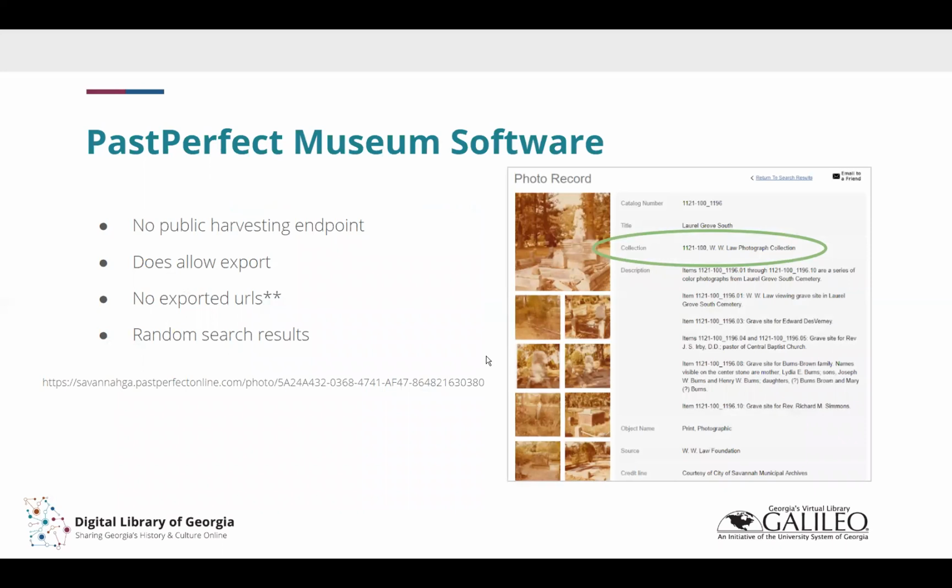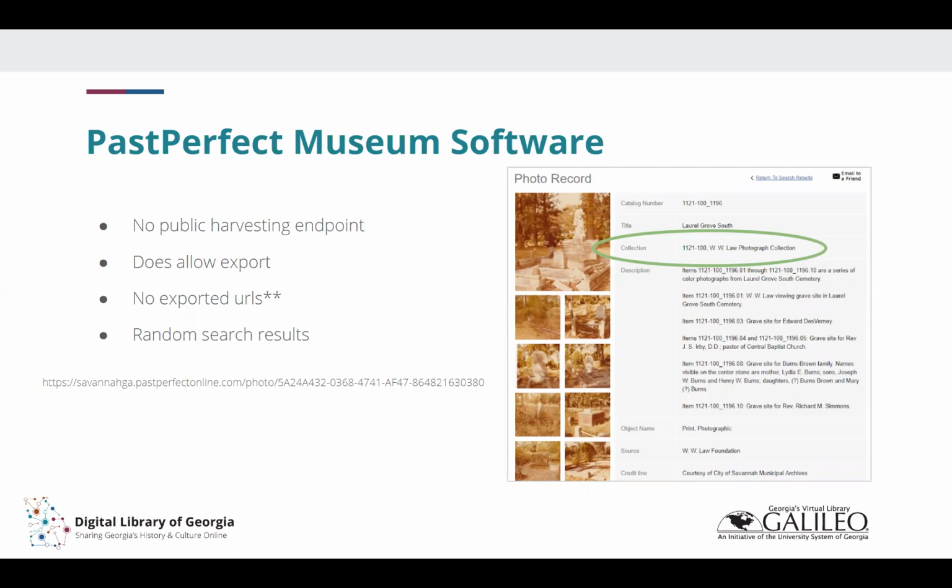Next, I want to talk a little bit about PastPerfect museum software, or specifically PastPerfect Online, which is a slightly different version of PastPerfect museum software. This is more familiar. We have a lot of museums that use PastPerfect. It allows you to do regular accession and collection management, and then has a portion that you can push things to be accessible on the web, which is really awesome. So one thing to note about PastPerfect Online is that it doesn't have a public harvesting endpoint. So there is no OAI endpoint or API.